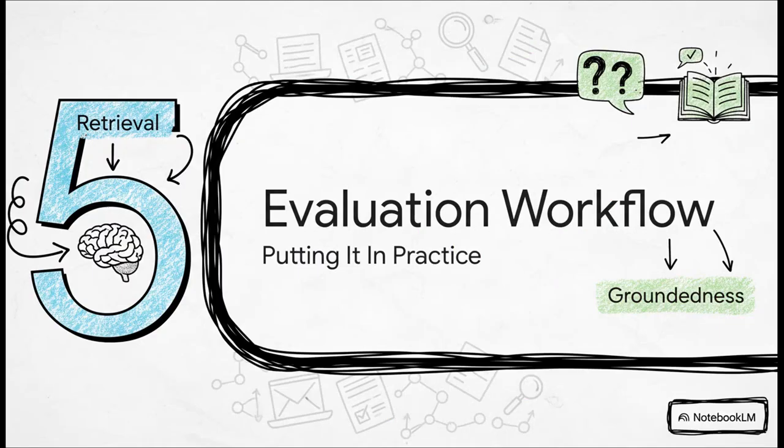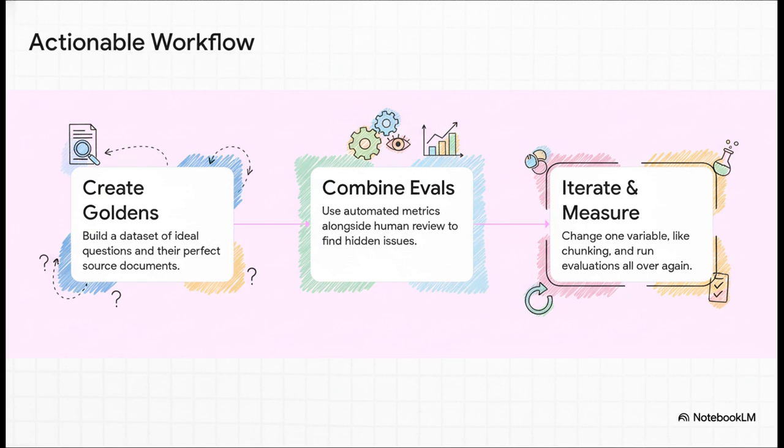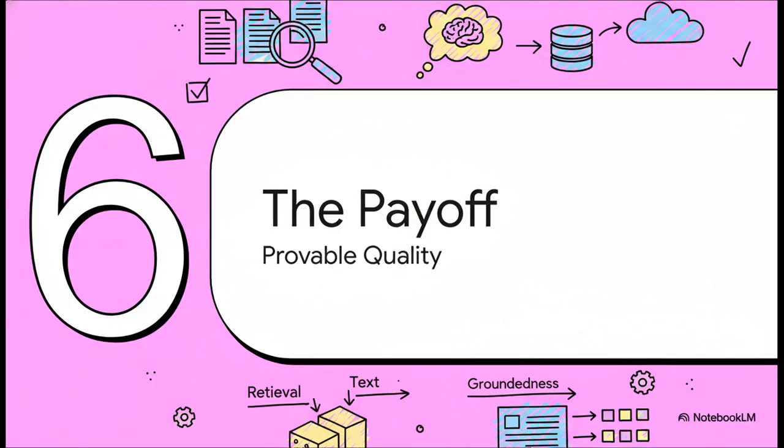So we've got the metrics for retrieval, we've got the metrics for groundedness, but how do you actually put it all into practice? Let's walk through a quick, actionable workflow. First things first, you need a source of truth. You've got to create a golden data set with questions and the perfect source documents that answer them. Second, use all those automated metrics we just talked about, but you have to combine them with real human review to catch the tricky stuff. And finally, and this is the most important part, iterate. Change one thing, just one, like your chunking strategy, then run all your evaluations again and see if the numbers went up. When you get into this structured process, you stop just hoping for better answers. You start actually engineering them with intention.